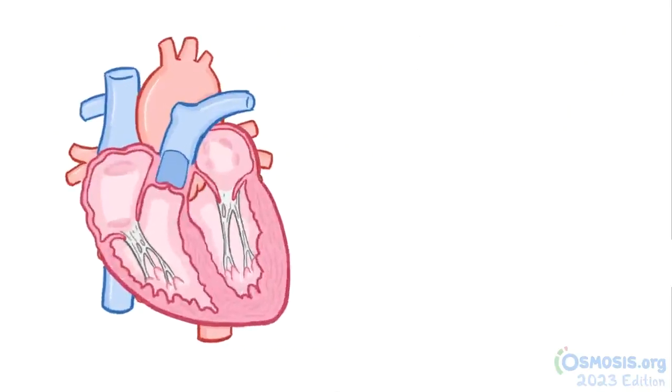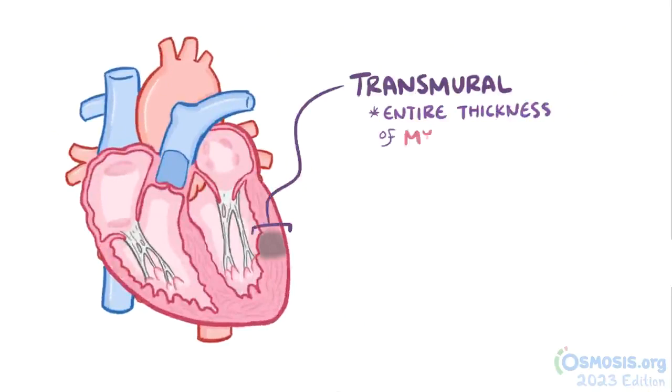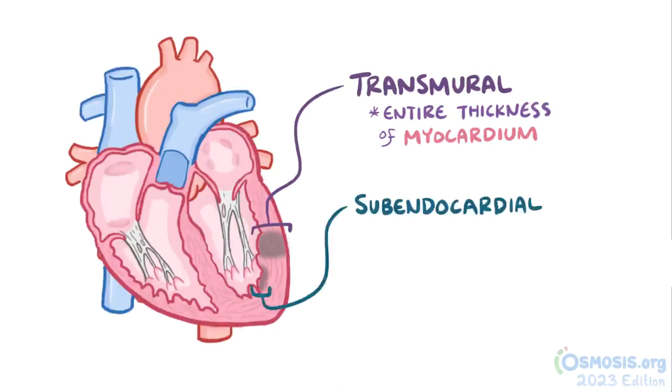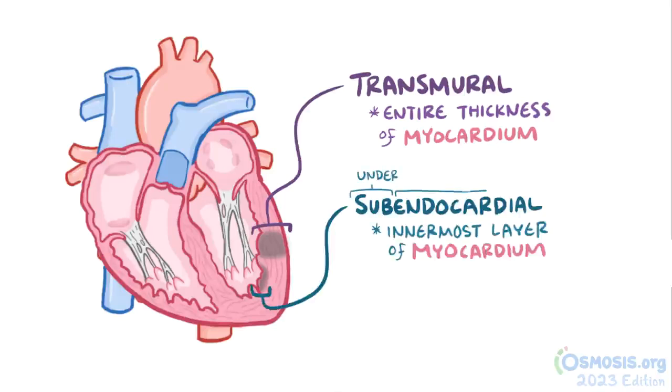In the heart, ischemia and infarction can be transmural, affecting the entire thickness of the myocardium. But it can also be subendocardial, affecting just the innermost part of the myocardium, the part just beneath the endocardium.